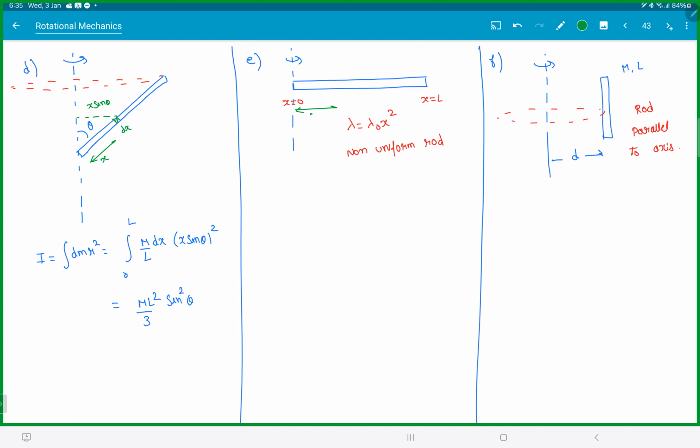Same idea here. Distance x, take a small piece dx. This time the mass will be different. That will be lambda into dx. Hope you remember what lambda is: linear density. So this would be lambda naught x square into dx. So I will be integral dm x square. It will be lambda naught x square dx into x square from 0 to L. That will be lambda naught L power 5 by 5.